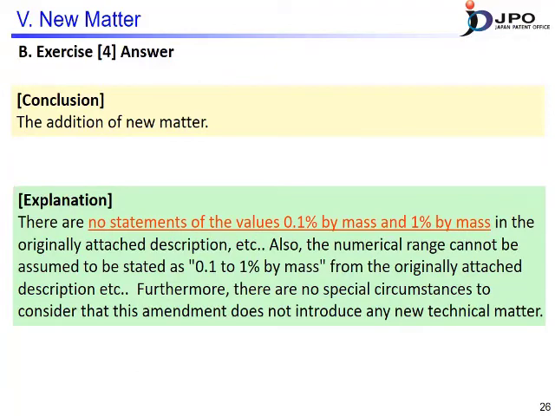This is the reason. There are no statements of the values 0.1% by mass and 1% by mass in the originally attached description, etc. Also, the numerical range cannot be assumed to be stated as 0.1 to 1% by mass from the originally attached description, etc. Furthermore, there are no special circumstances to consider that this amendment does not introduce any new technical matter.